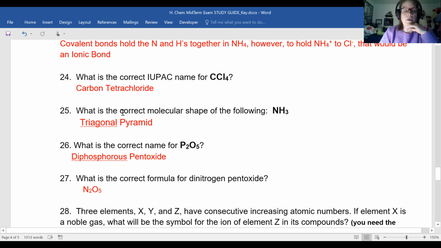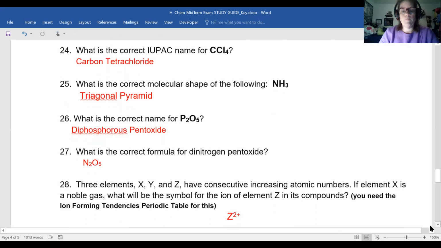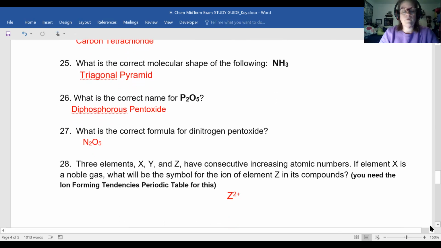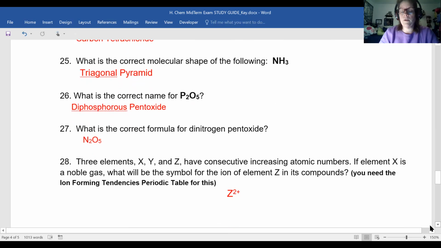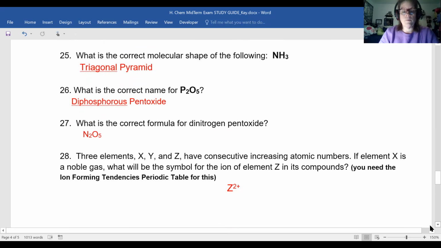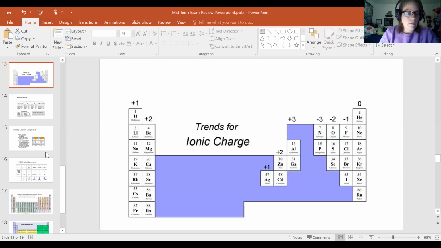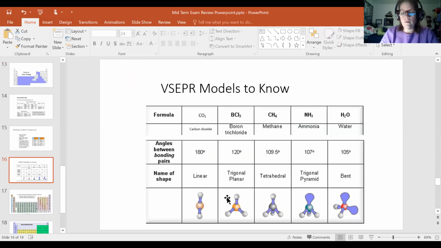Looking at number 25, what's the correct molecular shape for the following molecule? So we have nitrogen bound to 3 hydrogens. That's going to give you that trigonal pyramid shape. Again, I wish I could draw that for you guys, but actually I think I have it in my PowerPoint where you can at least see the picture. Hold on, let me go look at that. Yeah, since I can't draw it, you can at least see it right here.